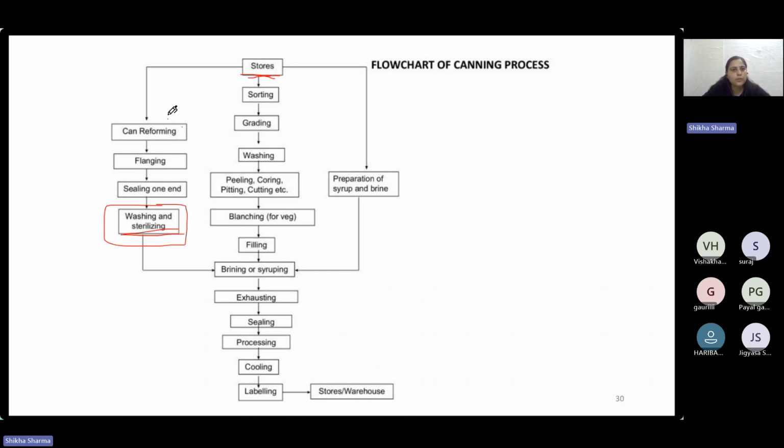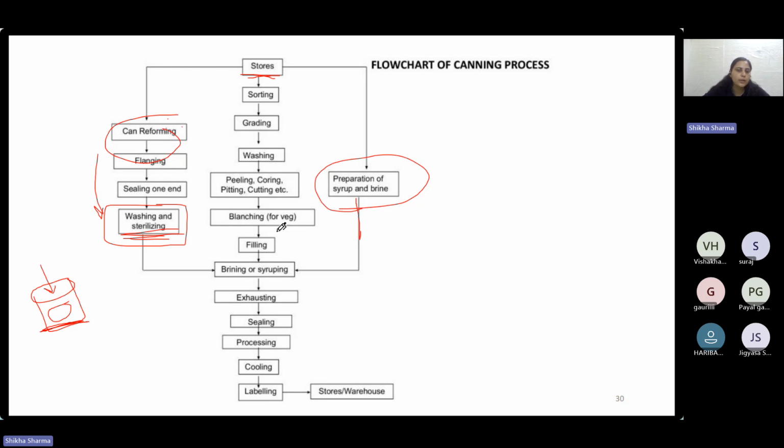So we will have the cans. The cans will be first sterilized, as Vishakha said, and washing and sterilization will be done. The cans will be in this condition where from above it will be open, and from the bottom it will be closed, and then in these kind of cans some kind of syrup or brine solution will be filled, which will help to increase the shelf life of the product and lower the water activity.